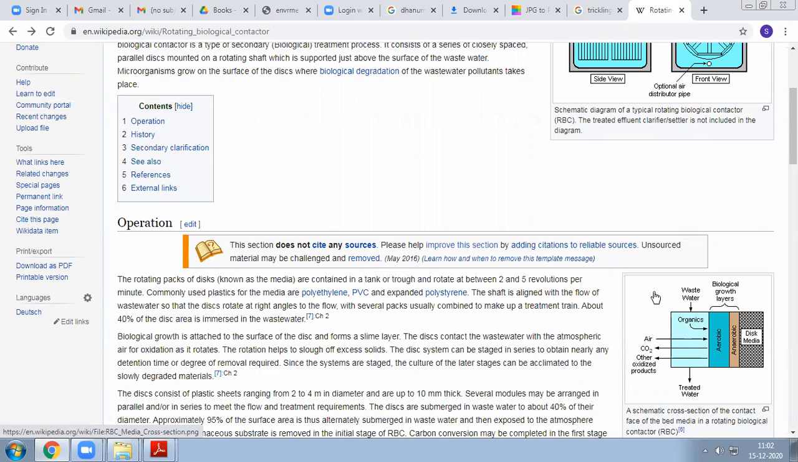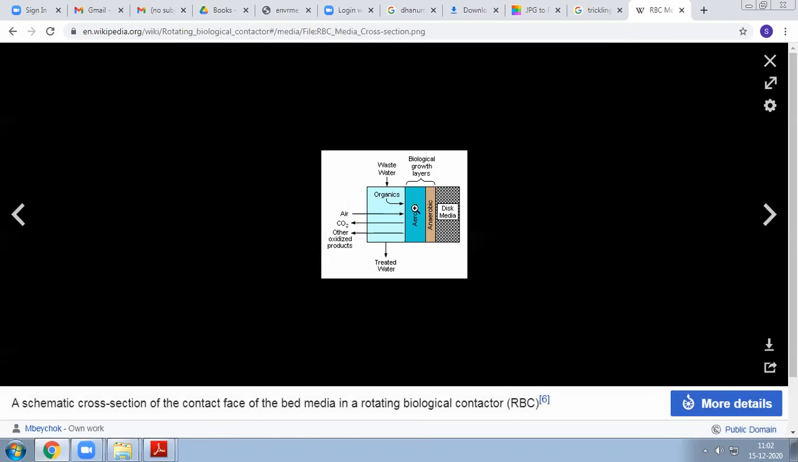So some typical diagram they have given in Wikipedia. See this, organics, this aerobic, anaerobic disc media is there. This is where the growth layer happens. The treated water comes down. It all happens in the disc itself.